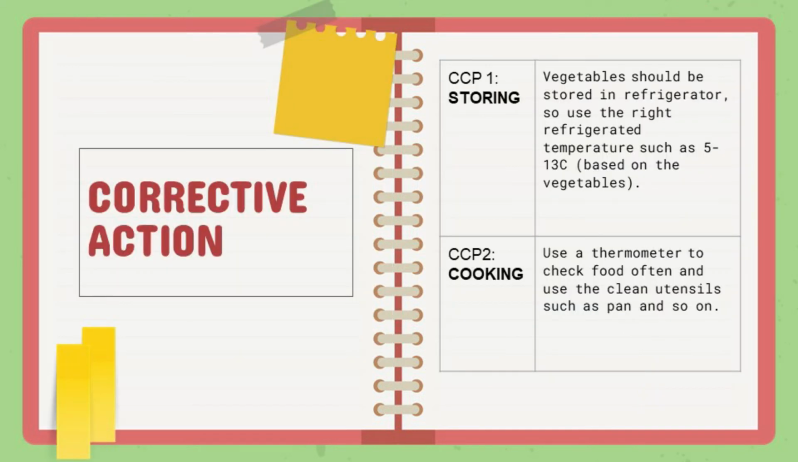After that, the corrective action for CCP1 is vegetables should be stored in a refrigerator and use the right refrigerated temperature such as 5 to 13 degrees Celsius and eaten based on the type of vegetables. While the corrective action for CCP2 is by using a thermometer to check food often and use clean utensils such as a clean pan.